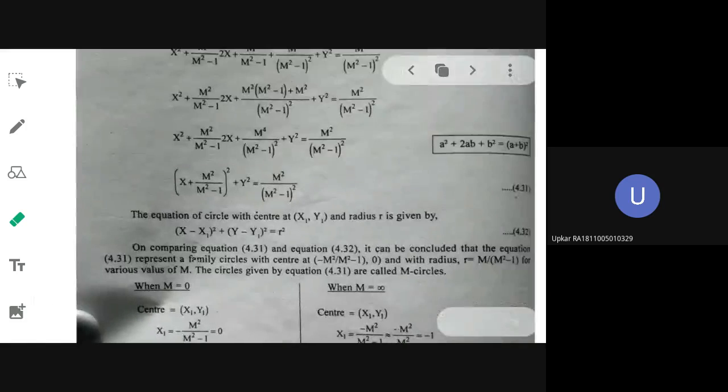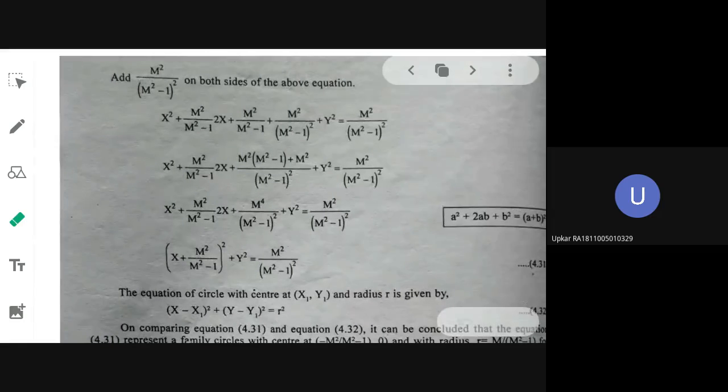Okay. Now, what is being added on either side to the previous equation? They have divided the entire equation by m squared minus 1. Then they are going to add what term on both sides, left hand side and right hand side? What term is added? The square of m squared divided by m squared minus 1. They have added it to this side and to this side also. Both sides have added that term. Now they are going to simplify it further by grouping some terms.